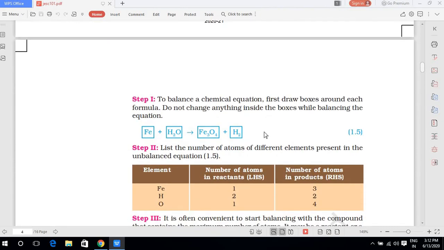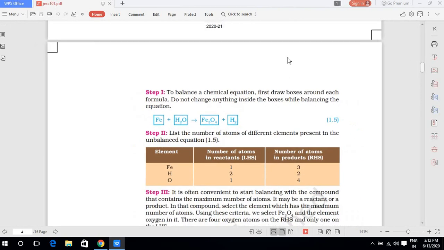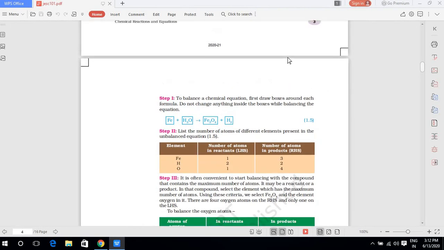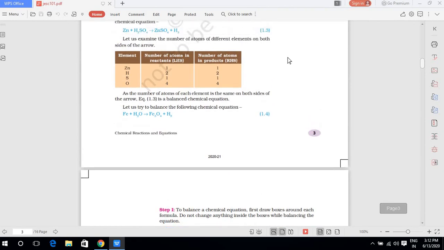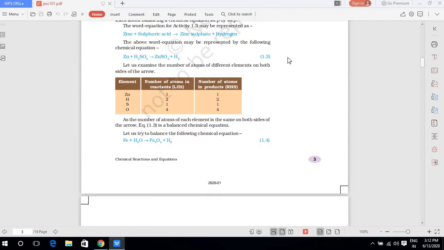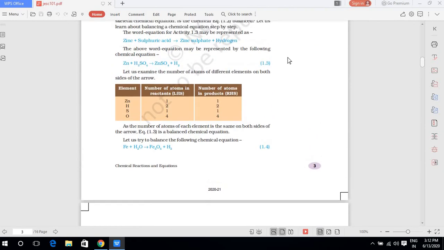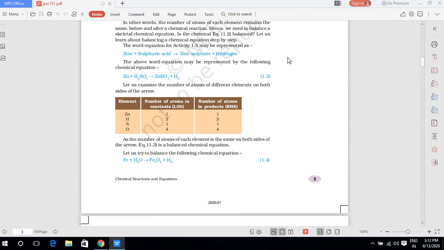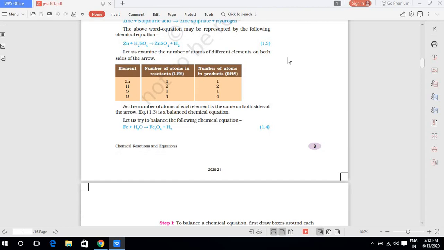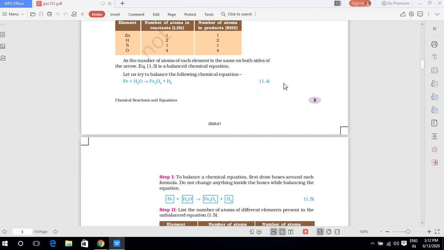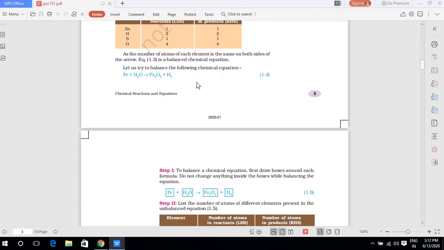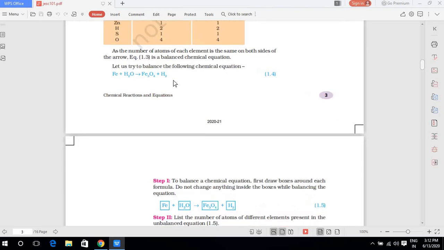So how do we make it into a balanced equation? How do we learn? How do we do that? In exams we will find an imbalanced, randomly written chemical equation, and we have to make it equal by balancing it. It involves several steps, so let's learn those steps one by one.